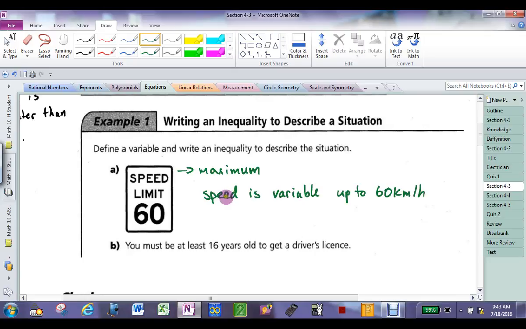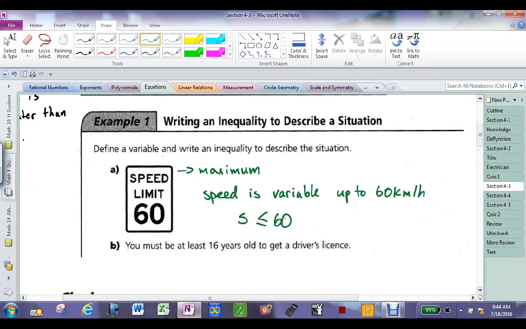All right. So if the speed is variable, because you can be any speed up to 60, then what do I write here? If I don't know the speed, what do I give it in math? X. A letter. We always give X. I'm going to use S for speed. So speed must be what? 60. Can it be anything but 60? Yeah, anything under 60. So it must be less than or equal to 60.